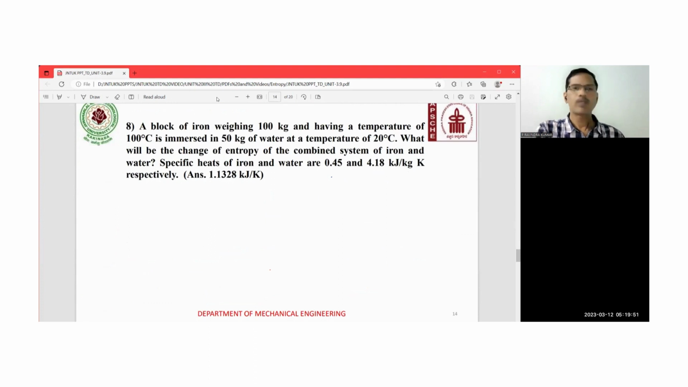Now there is one more problem: a block of iron weighing 100 kg, having a temperature of 100 degrees centigrade, is immersed in 50 kg of water.